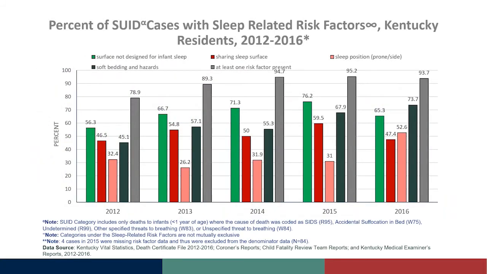Then if we look at the causes or the risk factors for SUID in Kentucky, notice the gray bars that over 90% of cases will have at least one unsafe sleep factor, whether the infant is in soft bedding with hazards in the bed, the surface is not designed for infant sleep, sharing of sleep surface, and then the sleep position, the baby is on the side or on prone. And 1 out of 3 cases of SUID has a risk factor of either the baby had NAS, the mother is using drugs, or someone in the home is using drugs.